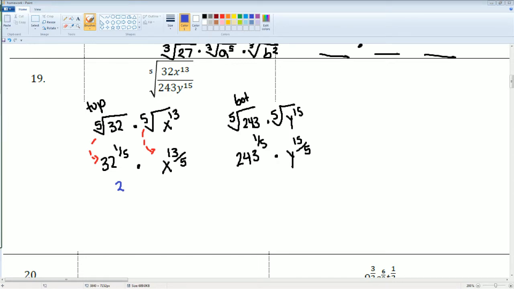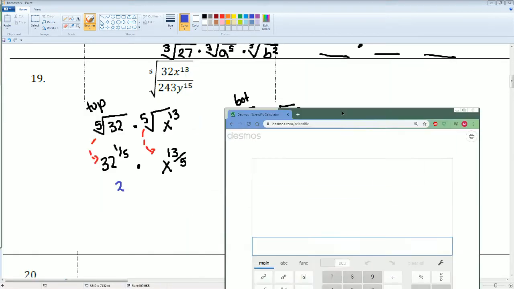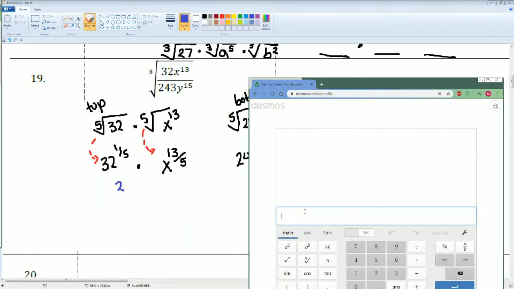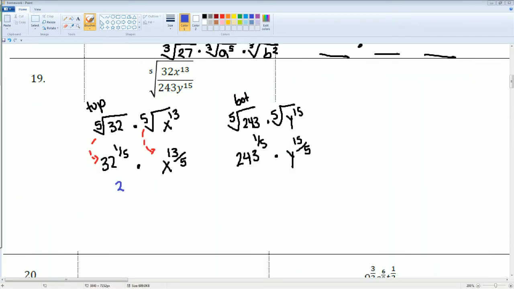Now, if some of you don't believe me, let me give you decimals. All right, watch this. 32 to the 1/5 power. Oh, you see, it's 2. Good. Nothing happens here, right? Nothing happens here, so it is still 13 over 5.